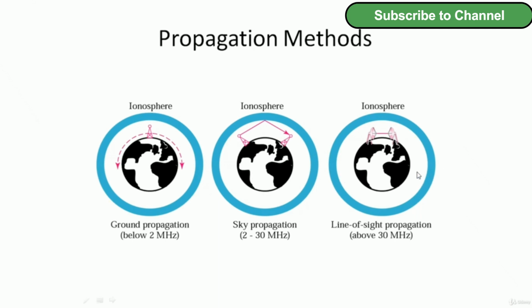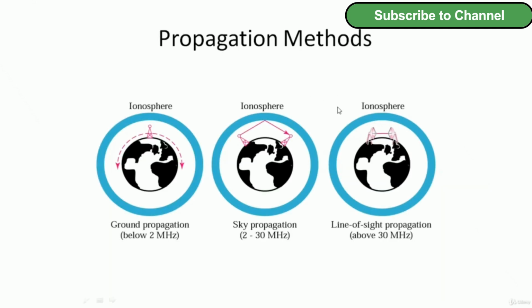And then this last one is the line of sight propagation. It happens above the 30 megahertz frequency range, and you can see this is the transmitter and this one is the receiver. So the transmitter and receiver both are in front of each other, and through that the communication or signal transmission takes place, known as the line of sight propagation. These are the propagation methods of the signal.